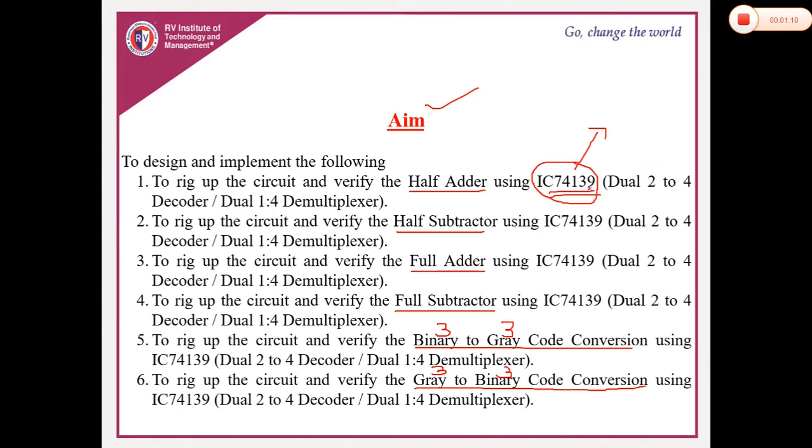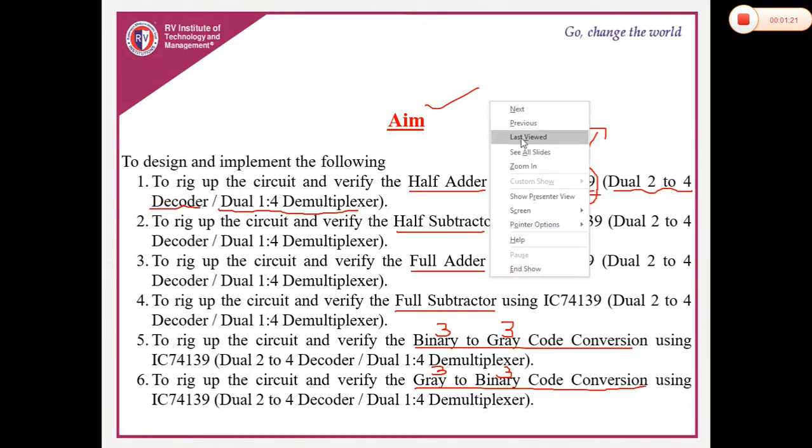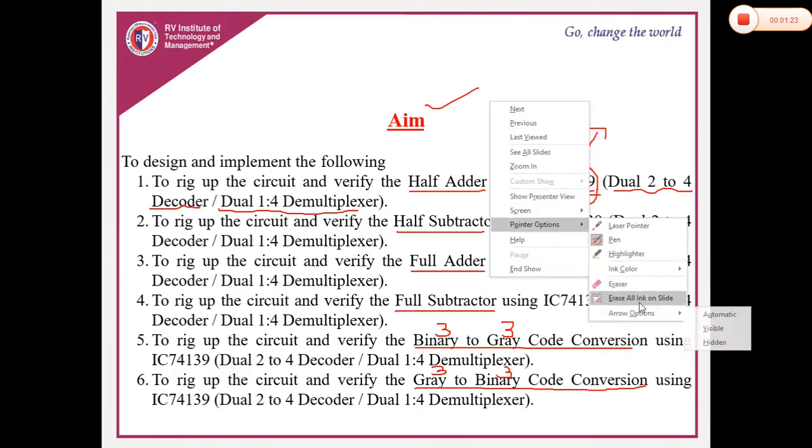This IC is a dual 2:4 decoder IC. It also has one more name: it is also called a dual 1:4 demultiplexer IC. Why it is called so, we will see now.